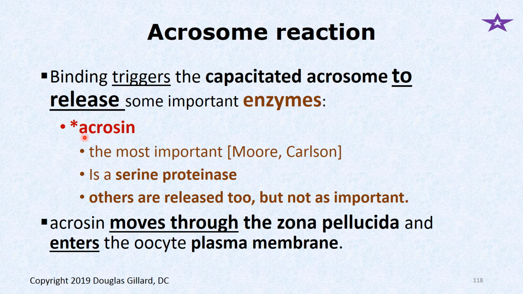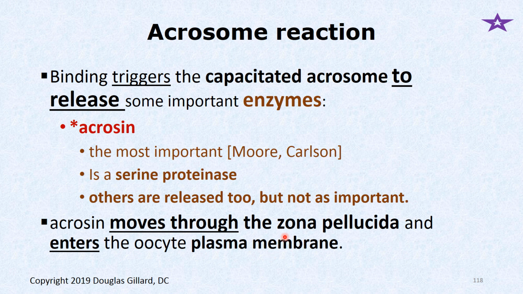The big one is called Acrosin. Acrosin is released, by far the most important. In fact, I cut the other ones out. There are other ones, but this is the big one. The chiropractic book talks about it, and Carlson, which is the best one. So it's a serine protease, and Acrosin moves through the zona pellucida and enters the plasma membrane.